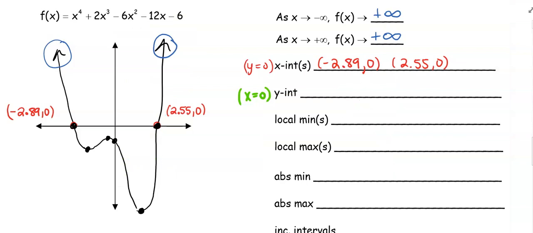Or we can use our equation. If x is 0, this is gone, this is gone, this is gone, this is gone. Remember, in standard form, that's the one piece of information that we get from standard form, that y-intercept down there.